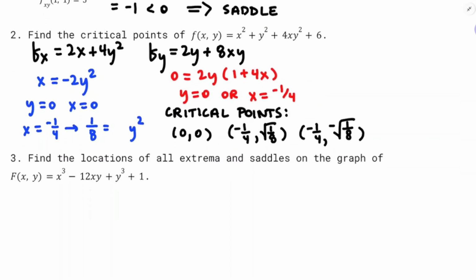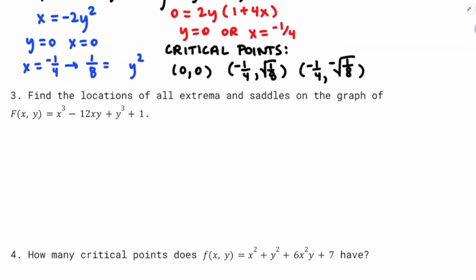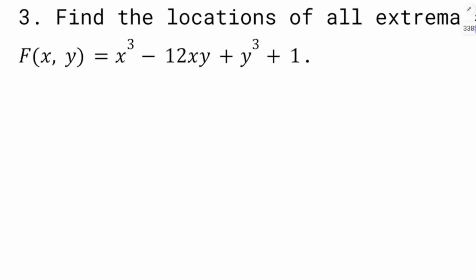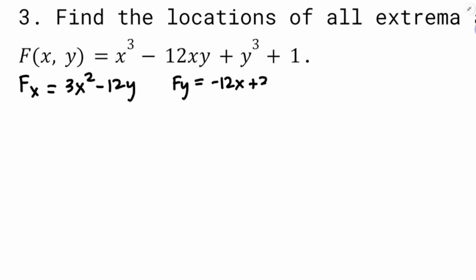Now we're going to find all the locations of extrema and saddles on the graph of this function here, f. I'm going to need to take the partial derivatives first. fx is going to equal 3x squared minus 12y. Then fy is going to equal -12x plus 3y squared. So 3y squared minus 12x, 3x squared minus 12y. These need to both simultaneously equal 0.